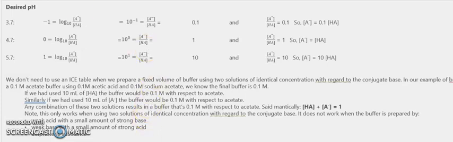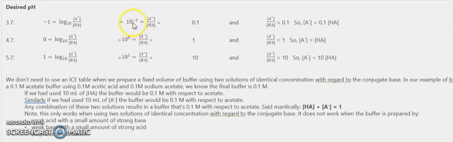So at the end of the last clip, I was just going over this, that when the ratio is -1 to +1, this gives us our working range of our buffer. And to take the inverse log, to write this without the log term, we raise both sides. We raise 10 to the power of both sides.